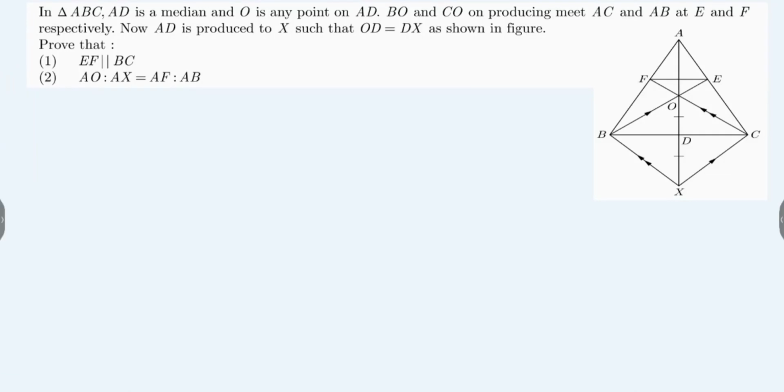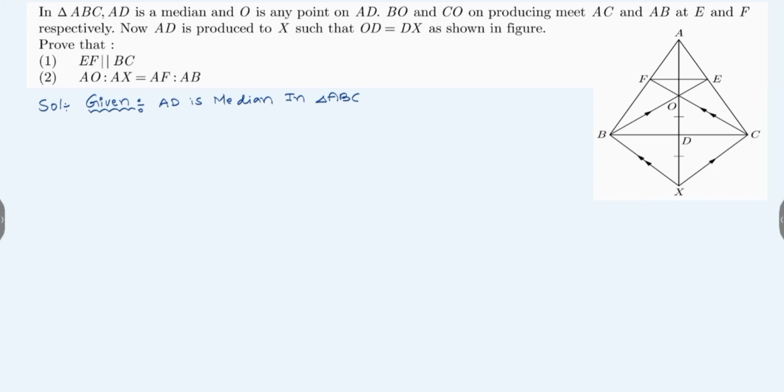Hi everyone. Let's see today one more problem in triangles. In this problem, it is given that in triangle ABC, AD is a median and O is any point on AD. BO, CO on producing meet AC and AB at E and F respectively. And also AD is produced to X such that OD is equal to DX.